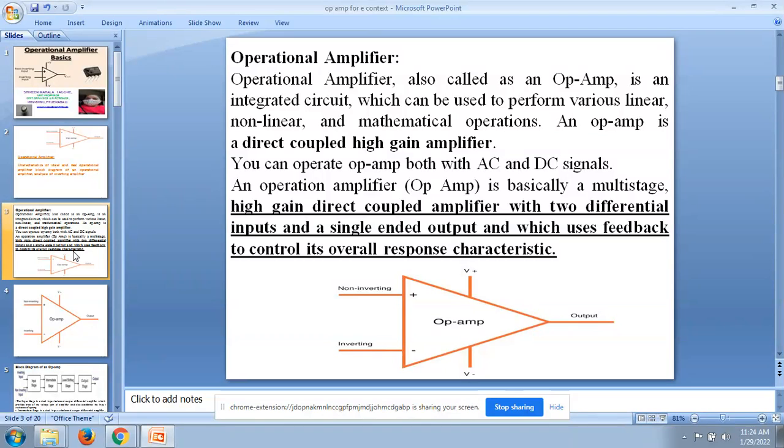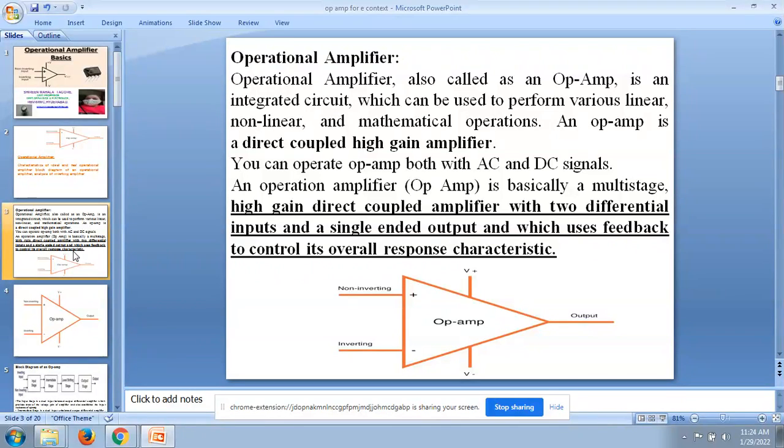Operational amplifier is also known as op-amp. It is an integrated circuit which can be used to perform various linear, non-linear, and mathematical operations. An op-amp is a direct coupled high gain amplifier. You can operate op-amp both with AC and DC signals.